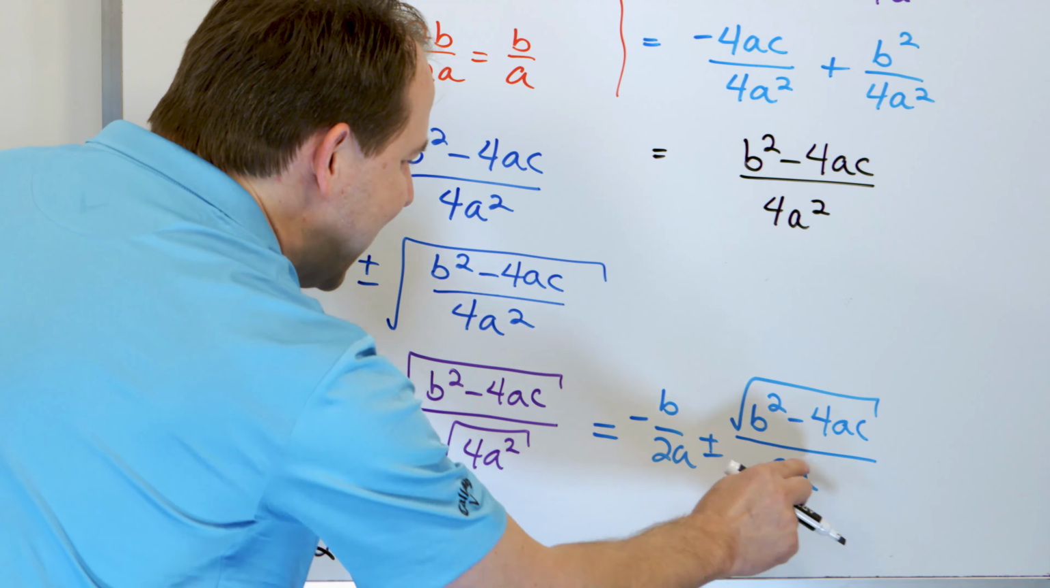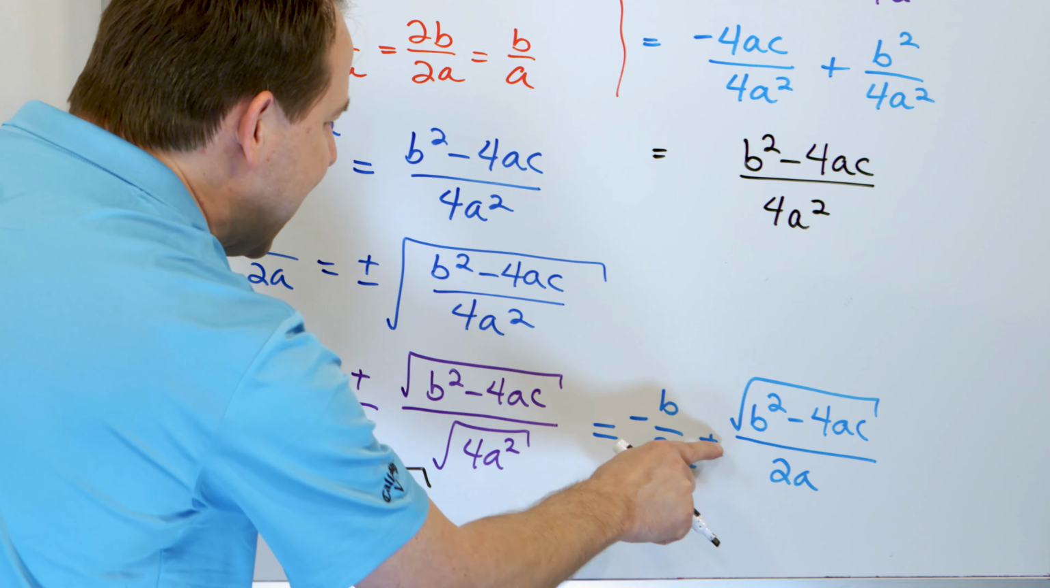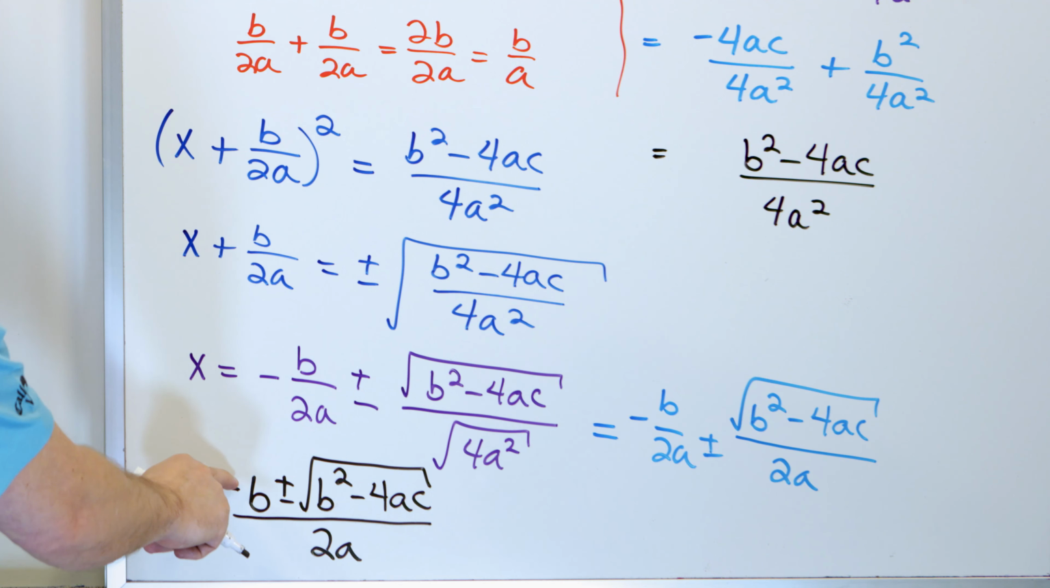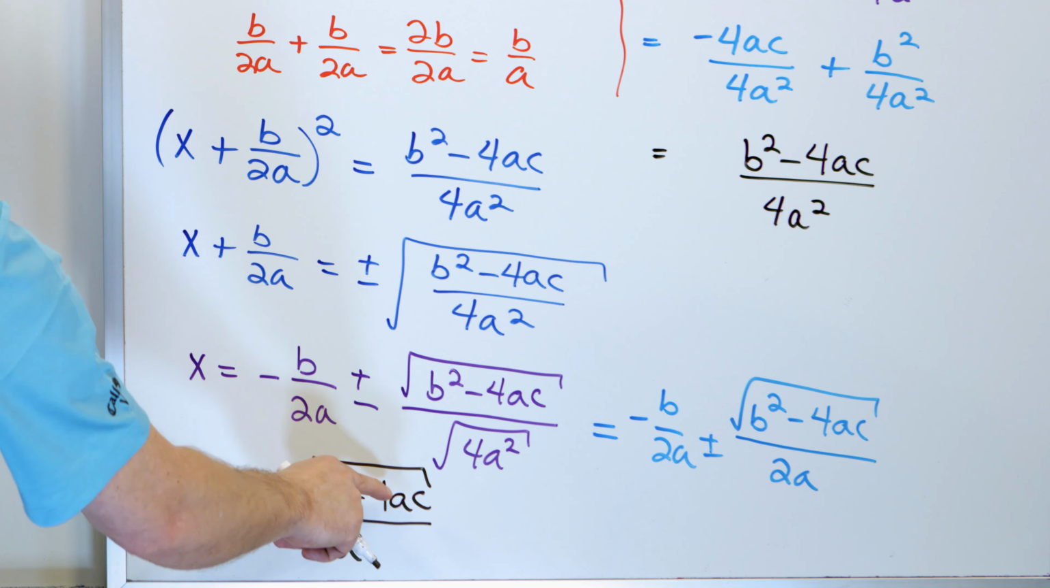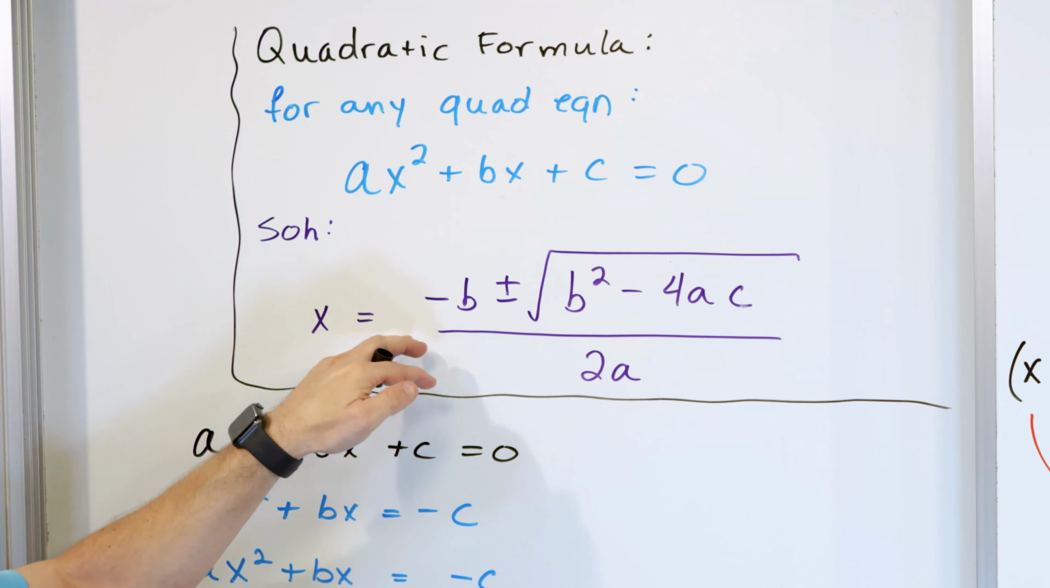All I do is say, well, I'm adding these together like fractions, so we have the same denominator in the answer, and I add or subtract these numerators. The plus minus must come along for the ride. Negative b plus or minus the square root of b squared minus 4ac, all over 2a. That's the famous quadratic formula.